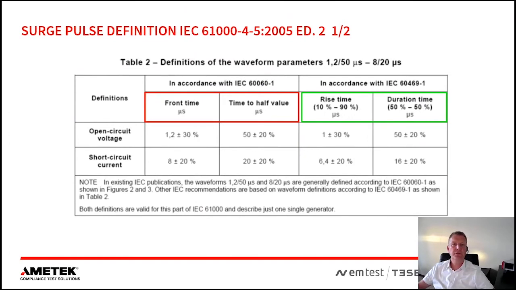The surge pulse is often called a hybrid pulse. This is because of the two pulses which can come from the surge generator. We have the open circuit voltage and the short circuit current with a 2 ohm impedance.